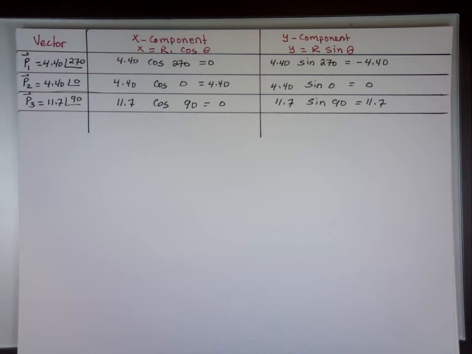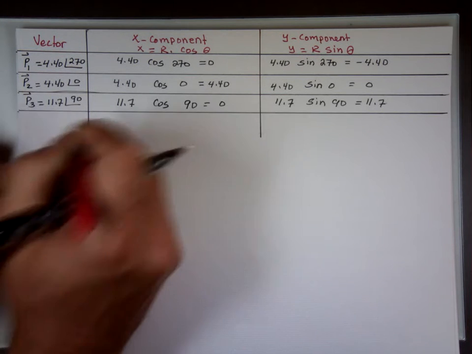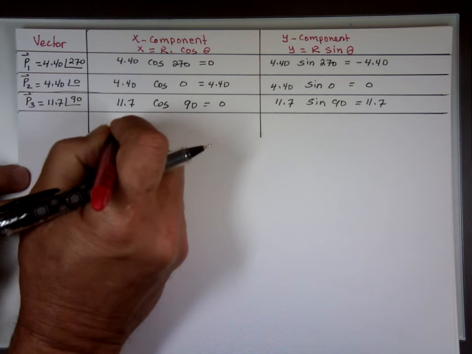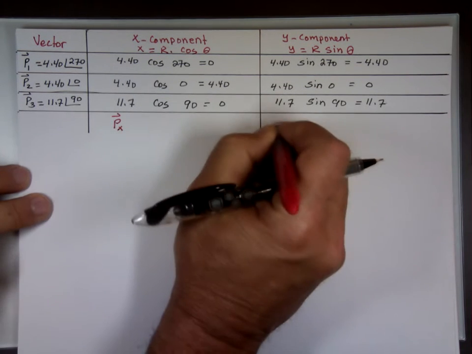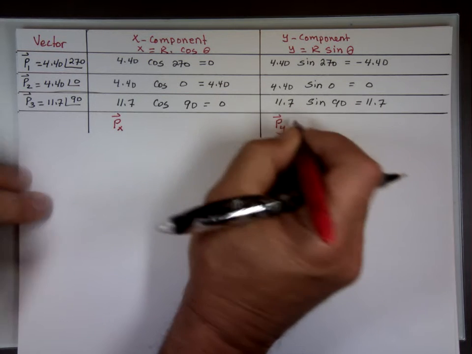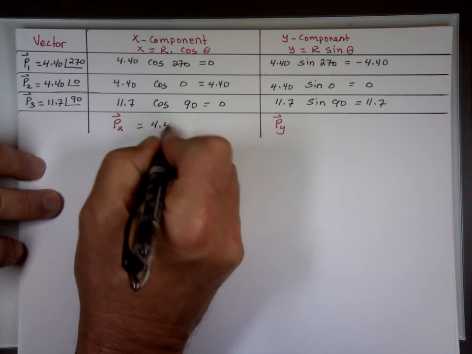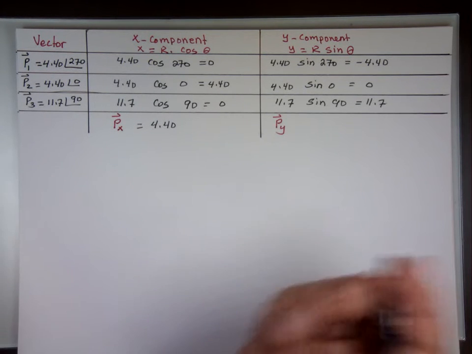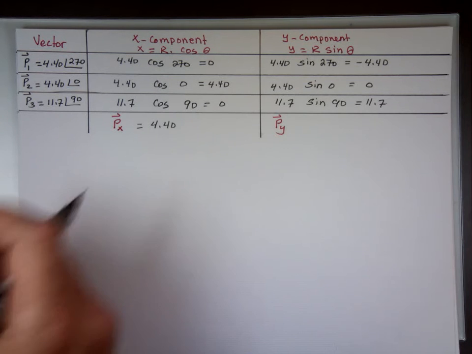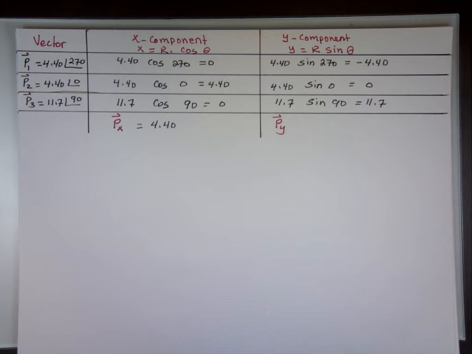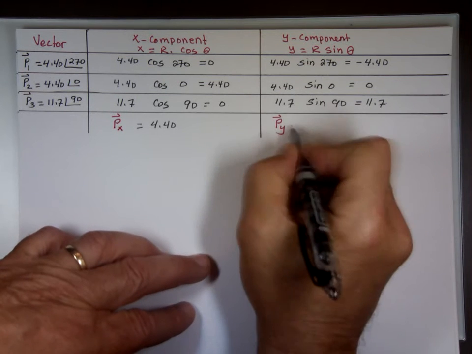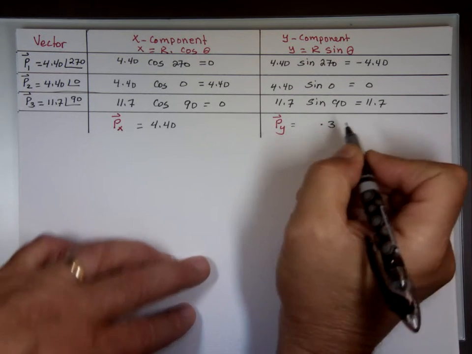So we wrote the vectors. I found the x and y component for each one. The result in the x direction and the result in the y direction. The linear momentum in the x direction is equal to what? 4.40. In the y direction is going to be 11.7 minus 4.4. 4 from 7 is 3. What's 4 from 11? 7?